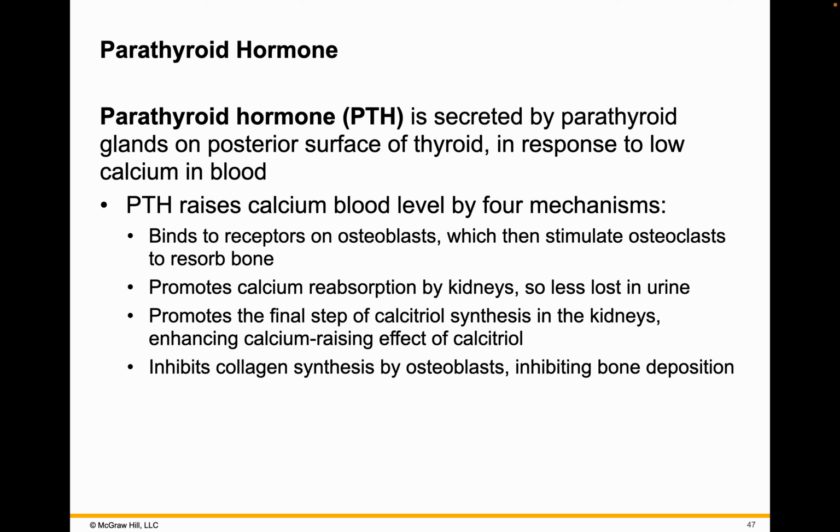parathyroid hormone. Parathyroid hormone is secreted by the parathyroid glands on the posterior surface of the thyroid in response to low calcium. And parathyroid hormone is very important in bringing up the level of calcium in the blood. It binds to receptors on osteoblasts that stimulate the osteoclasts to resorb bone, and it promotes calcium reabsorption by the kidneys, so we lose less in our urine. It promotes the final step of calcitriol synthesis in the kidney, so it enhances the calcium-raising effects of calcitriol, and it inhibits collagen synthesis by osteoblasts, which would in turn inhibit bone deposition.